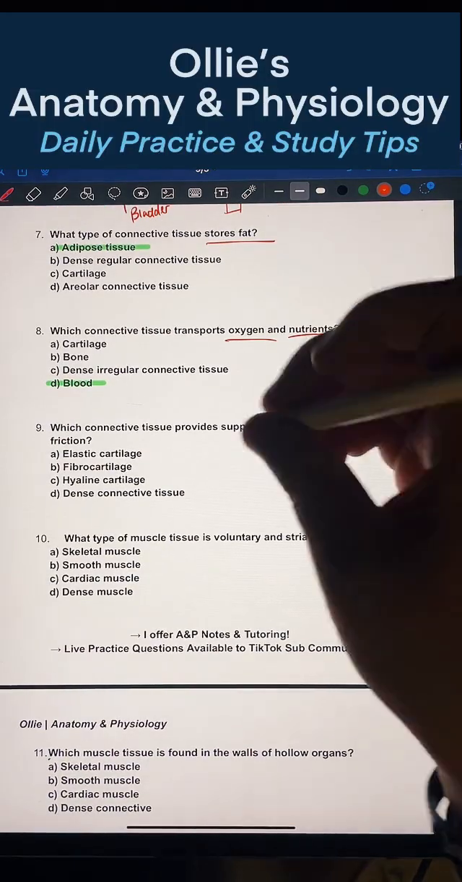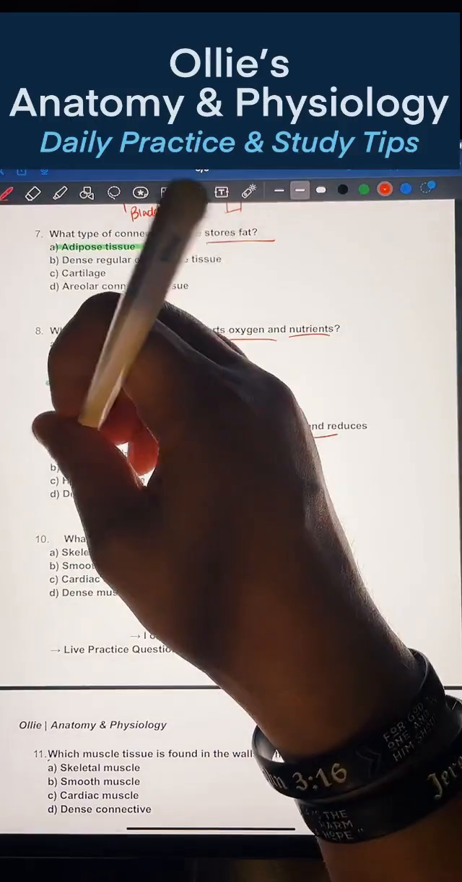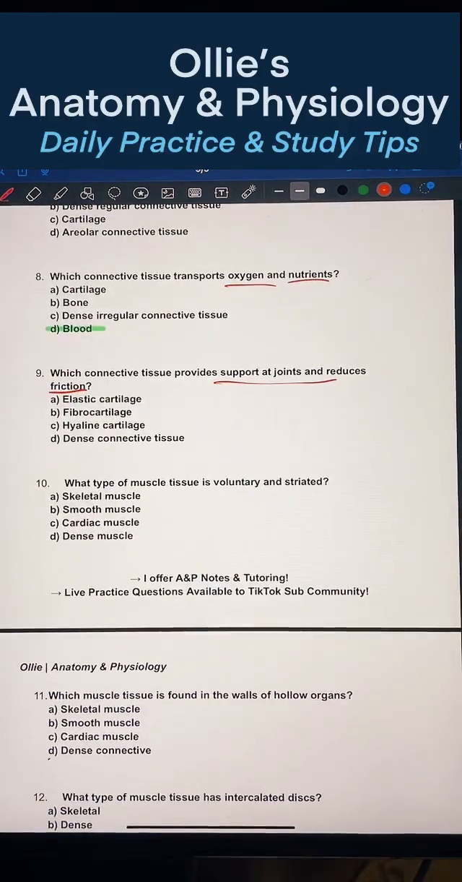Number 9, which connective tissue provides support at your joints and reduces friction? A, B, C, or D? Which one is that going to be? What do you all think for that one? A, B, C, or D?